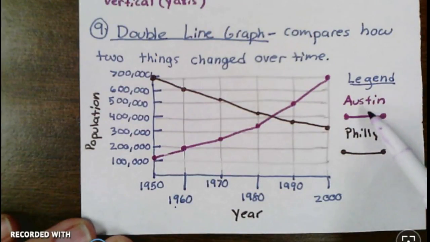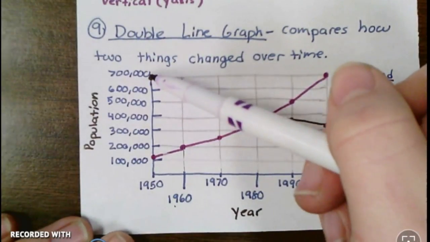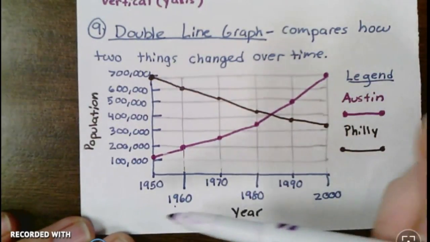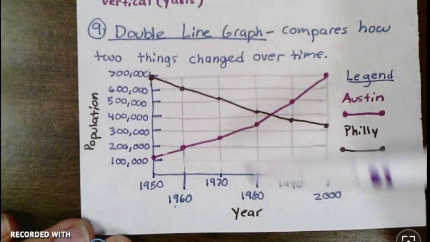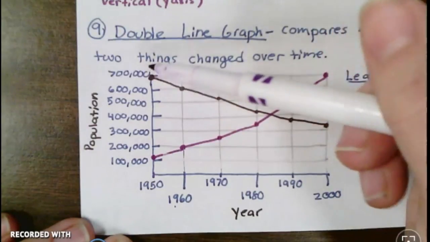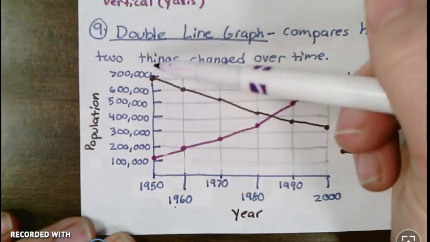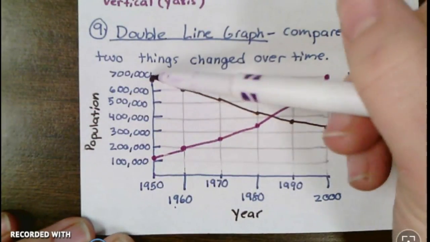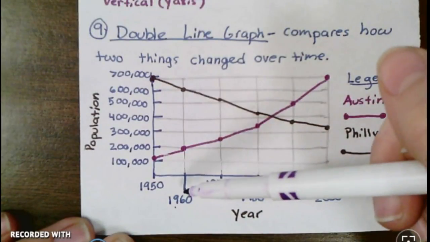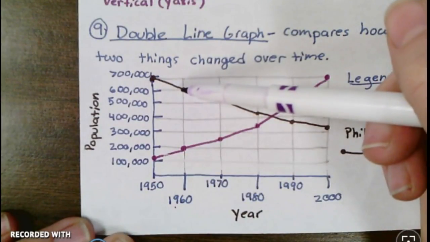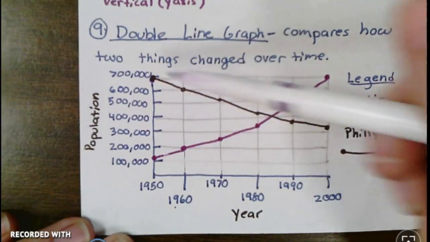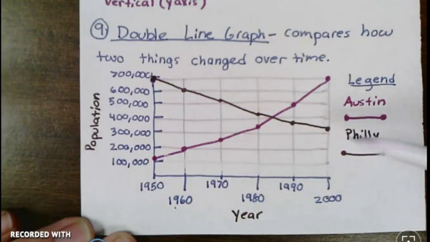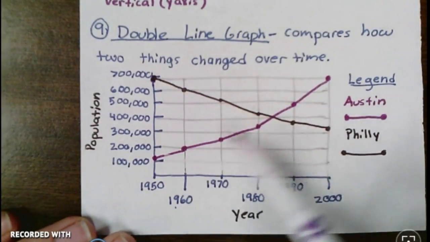And so for my data, if I was given the population and the year, as you'll look at when you do the investigation, there was 700,000 people in 1950. So I did a line right there for Philly. And then in 1960, there was 600,000. So I do a line right there for that. And I made all these points, and then I just connected them with a line to show what happened. And I did the same thing with Austin.